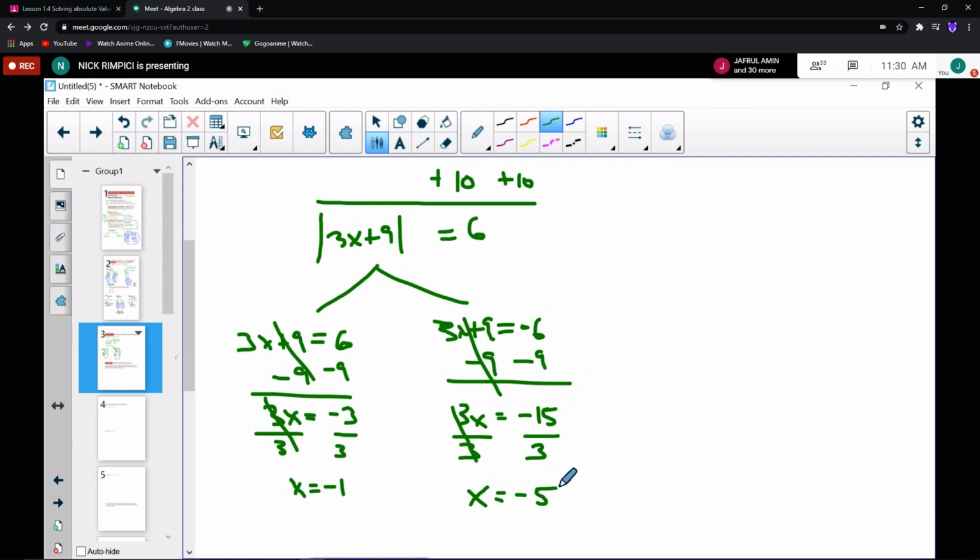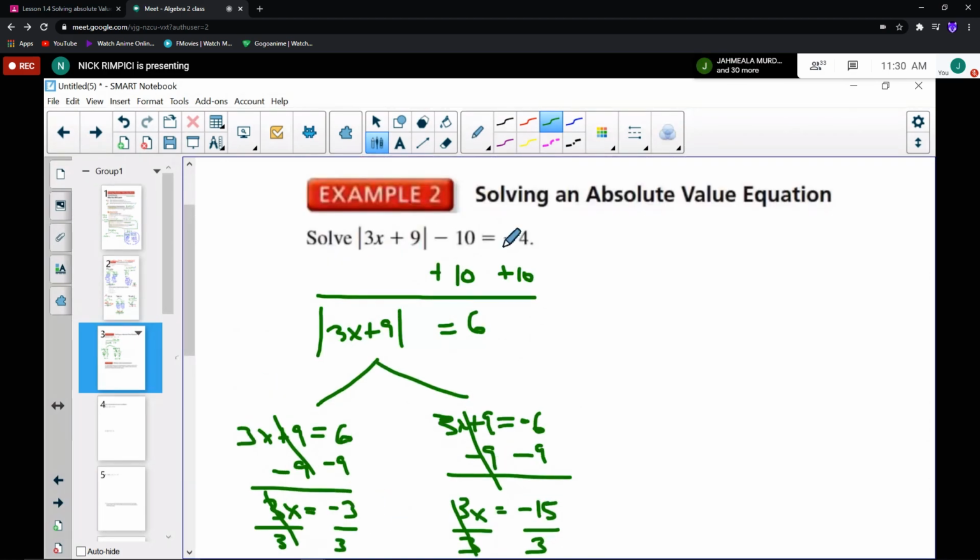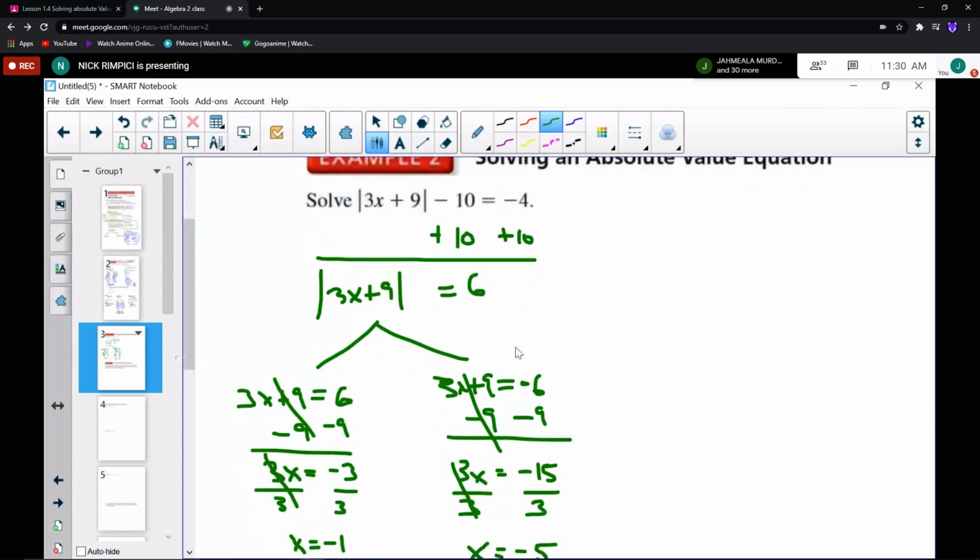Because time has run out, we're going to check these on Monday. We're going to go all the way back to the original to see if they make the statement true. I believe they will, but we'll take a look at that again on Monday.